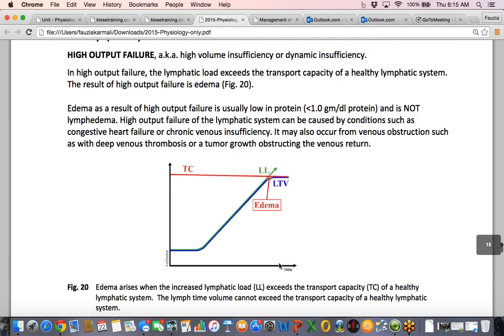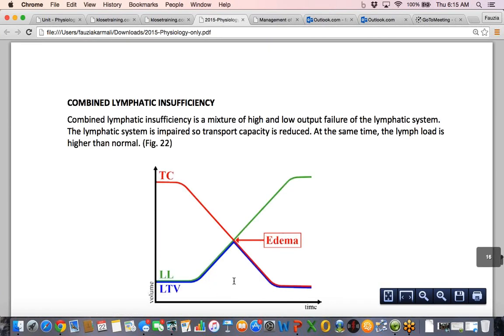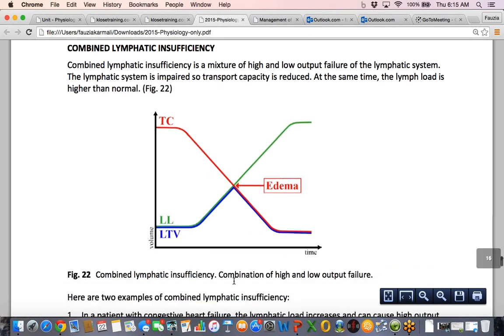The high output failure I already talked about is when the lymphatic load increases. Maybe this is because there's active hyperemia or passive hyperemia, where the lymphatic load increases and goes past the transport capacity. And then we can have a situation called combined lymphatic insufficiency, a mixture of high and low output failure.